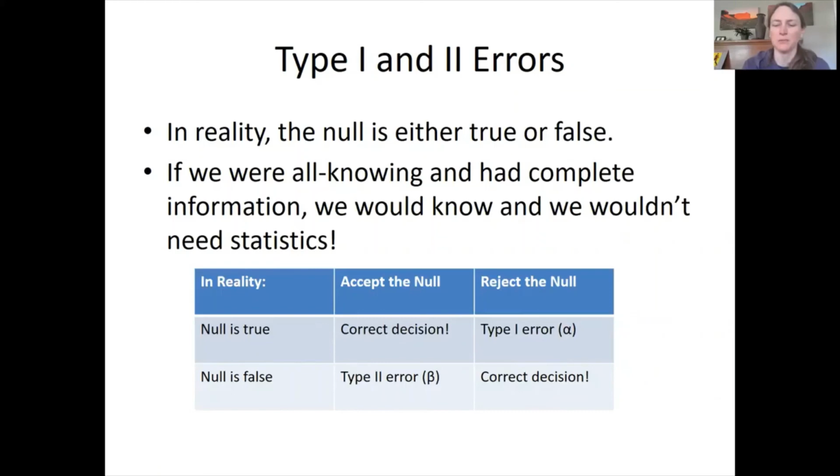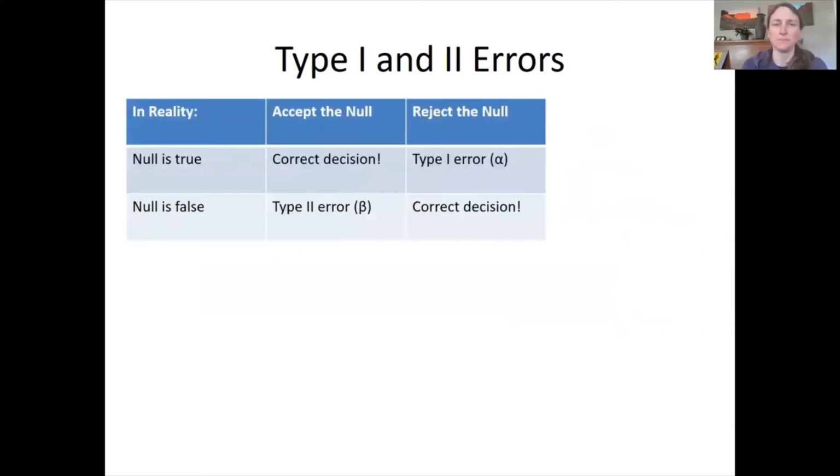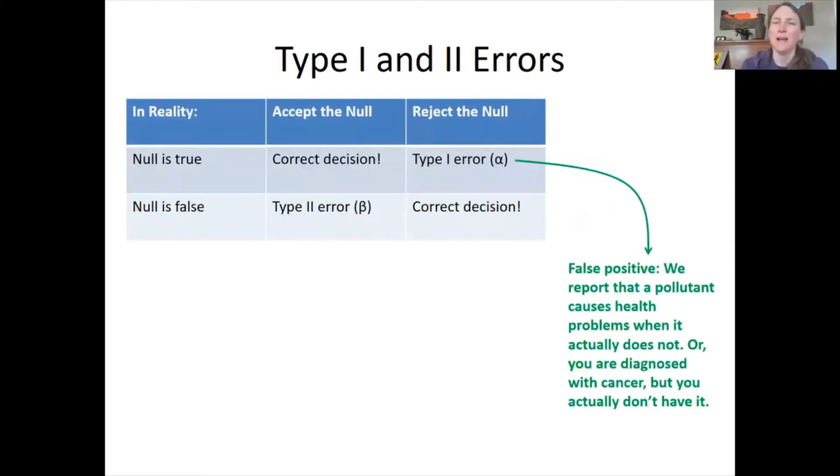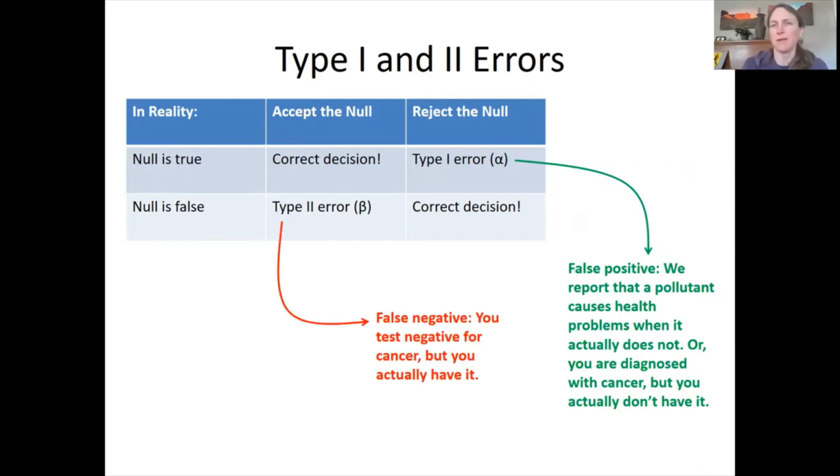So I'm going to talk to you a little bit more about these two types of errors. Type 1 error, alpha, is basically a false positive. Say we do a study and we report that a pollutant causes health problems when it actually doesn't, or say you go to the doctor and they tell you you have cancer, but you actually don't, right? Those are bad things, okay? That's a little different. A type 2 error, beta, is a false negative. In this case, they test you for cancer, you test negative, but you actually have it.